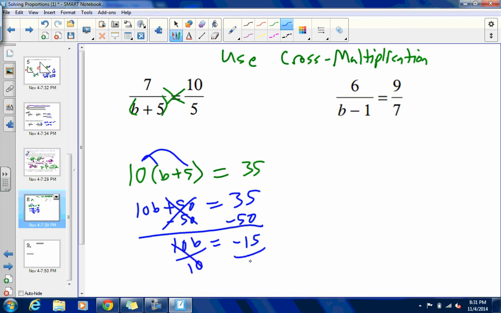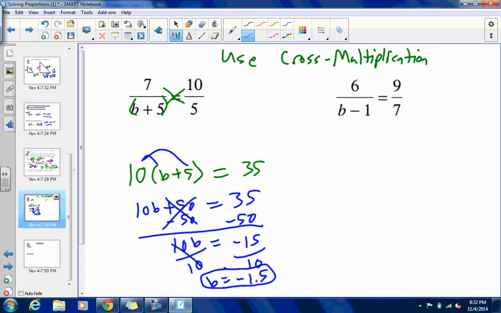All right, this is good practice for solving equations. And then b equals negative 1.5 will be your answer. Okay, so just using the cross multiplication and then solving. So what I'd like you to do is try this second one all on your own. So if you want to pause it and try it, go ahead.